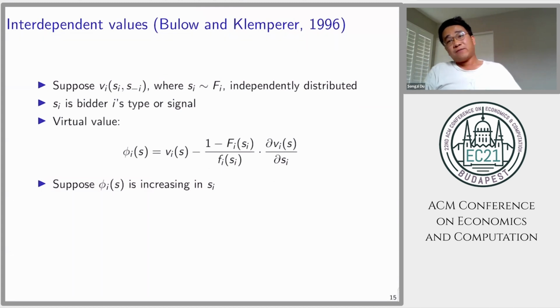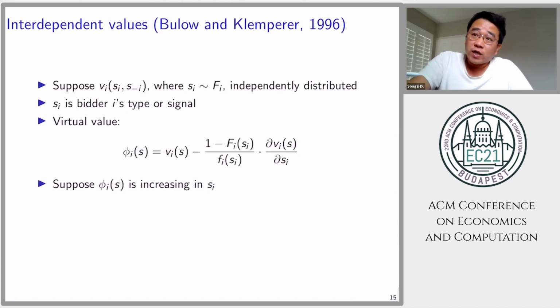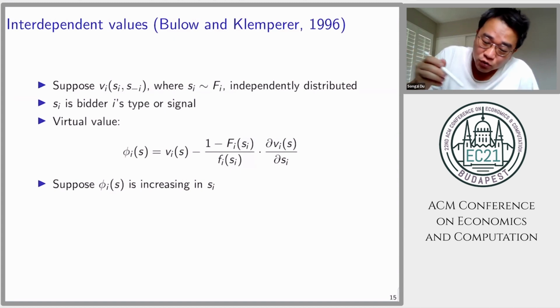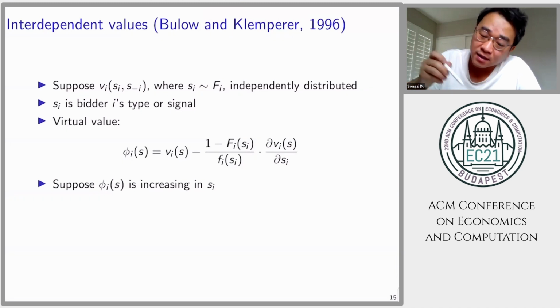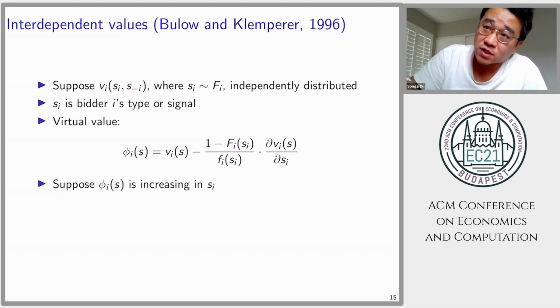So far I have been talking about private value. We can easily generalize this framework to interdependent value. This is a model by Bulow and Klemperer. Suppose now the value is a function of types, not only of bidder i's type, but also everyone else's type. So it's a function of s_i and s_minus_i. The types are still independently distributed. This is reasonable because we can think of type as information possessed by each individual bidder. So this just means that other people's information is important for my own value for this object.